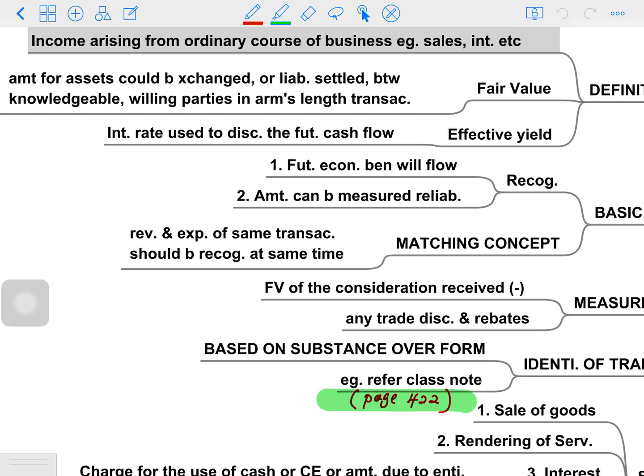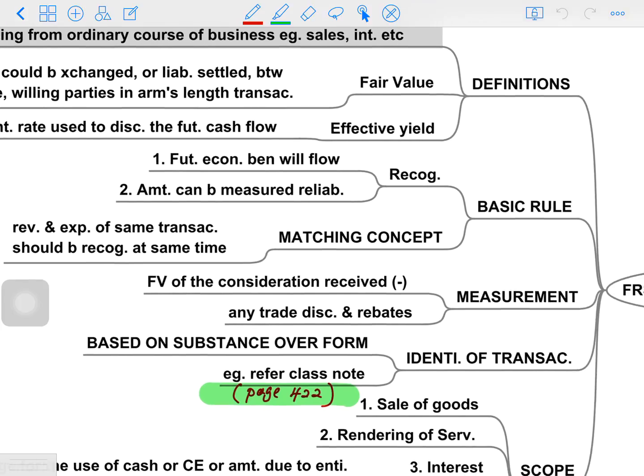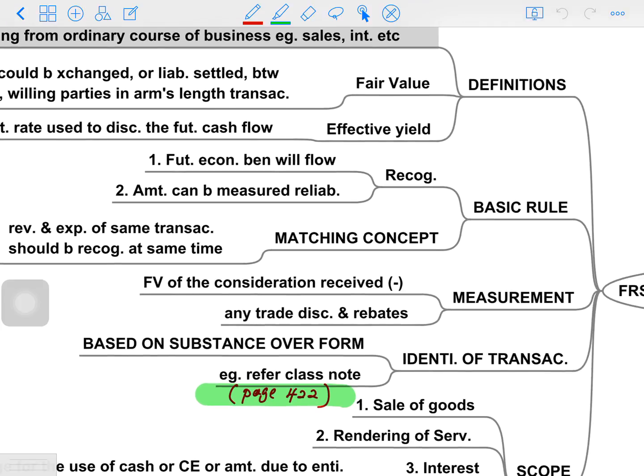The term comes up when we discuss future value, normally discounted value. So what does effective yield mean? Effective yield means the interest rate used to discount the future value of cash flow. This is in order for you to find out what the fair value is, normally. Okay, so that is with regard to the definition.